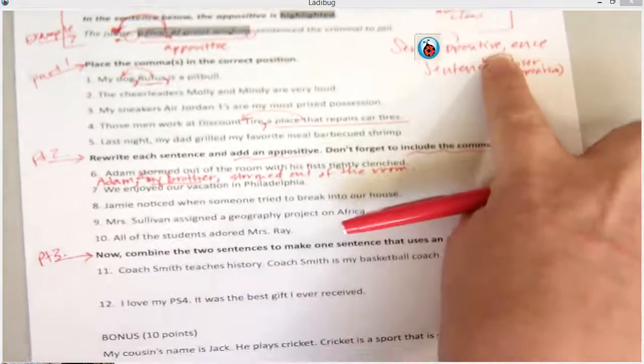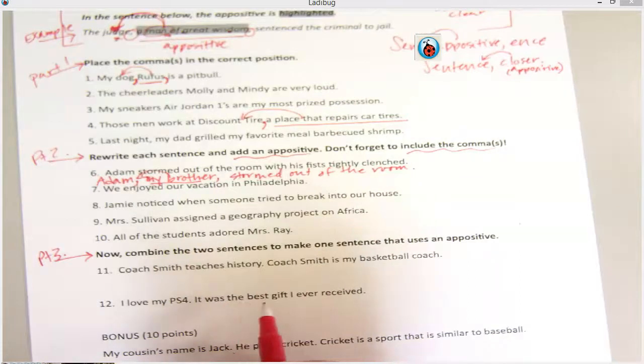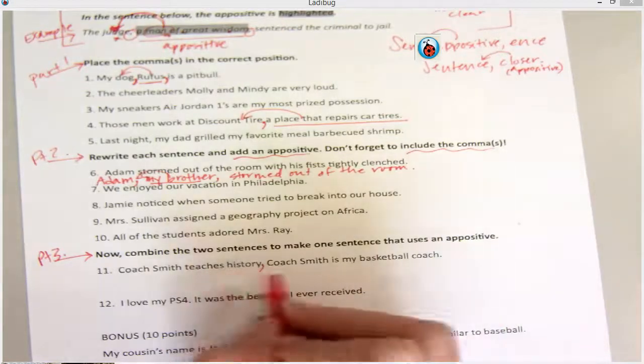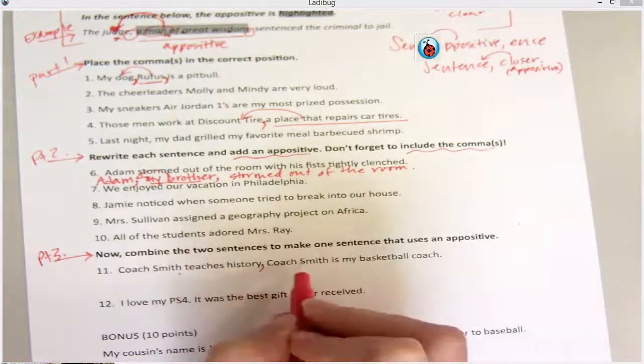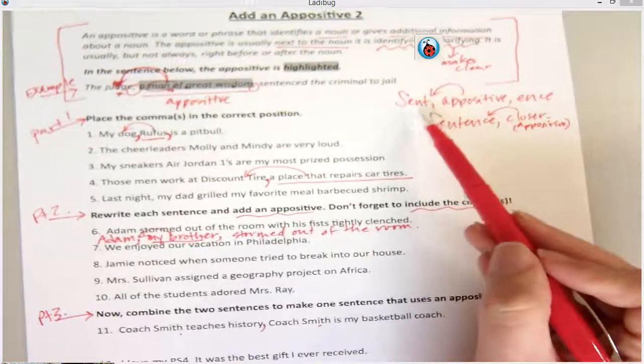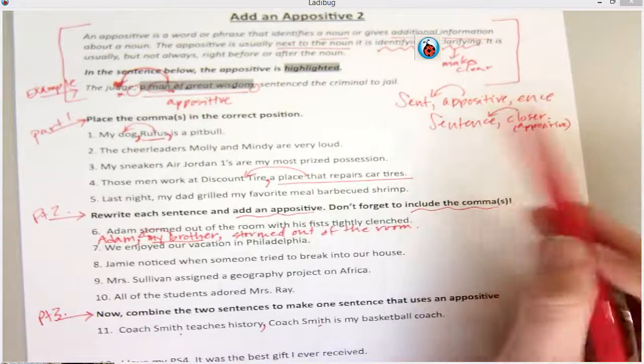Okay? So Coach Smith teaches history. Coach Smith is my basketball coach. Well, if I just put a comma here, like so many of you are trying to do, now I have a run-on, or I have a comma splice. Sentence, comma, sentence. That's not a pattern. Notice both of these only have one sentence. It's either here on either side of the appositive or it's here in front of the appositive.